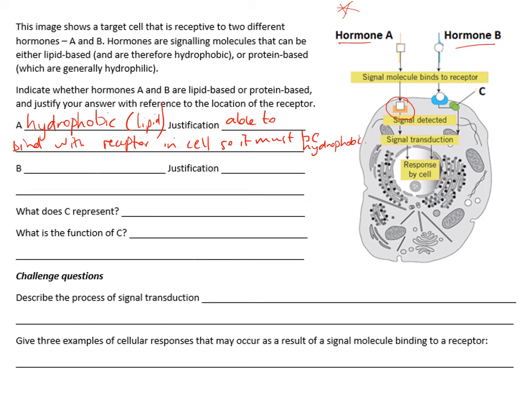Okay. B would be our protein-based hormone. And if we look at the picture with B, it has bound to a receptor in the membrane. So it must bind with a receptor on the membrane, so it must be hydrophilic. Okay, if it was hydrophobic, it could pass into the cell.